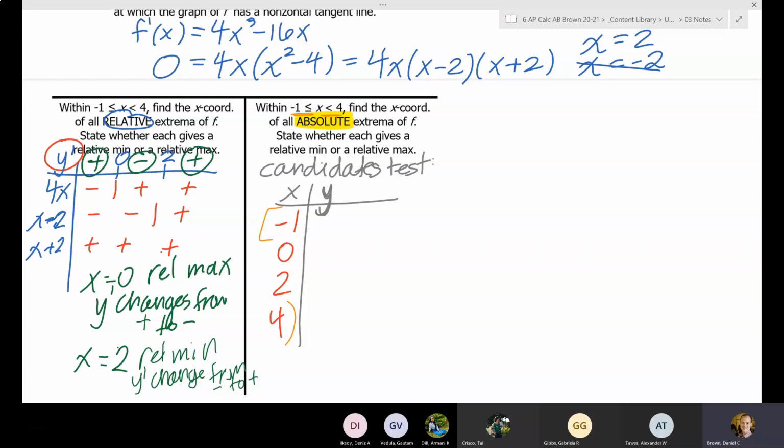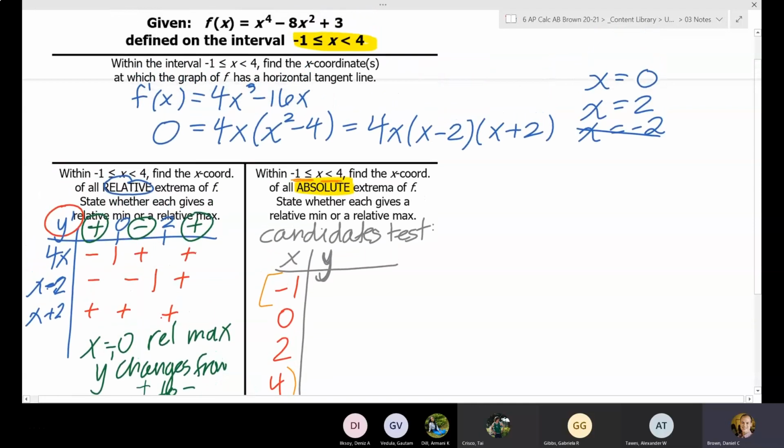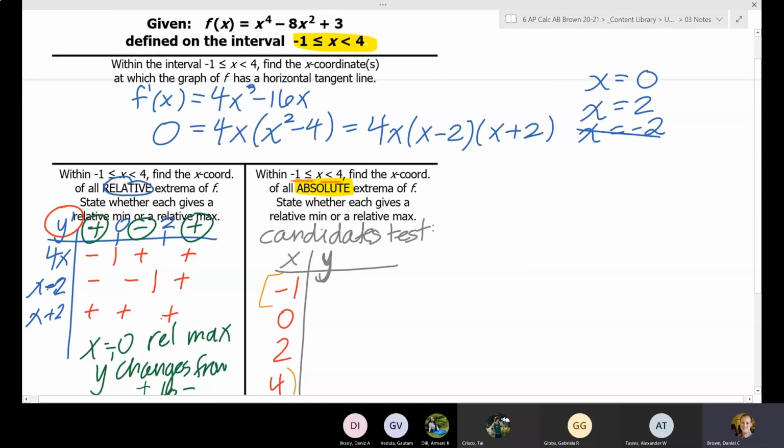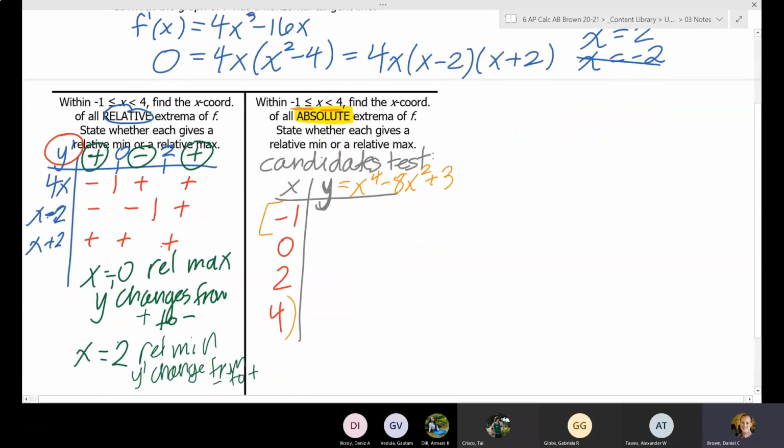And then now from here, I'm going to use my calculator. We're just going to plug these into the original function. Again, common mistake, make sure you plug it into the original function and not the derivative. We just want to find the actual points on the graph.